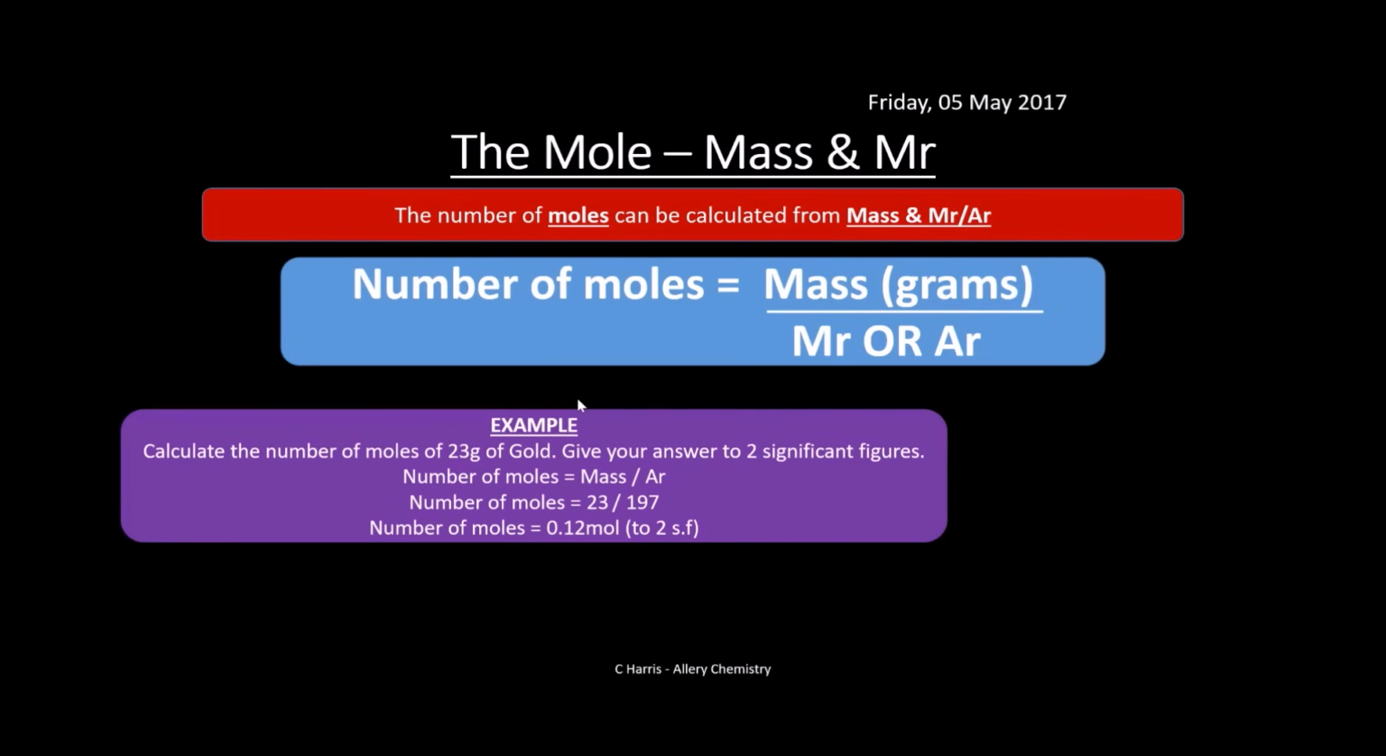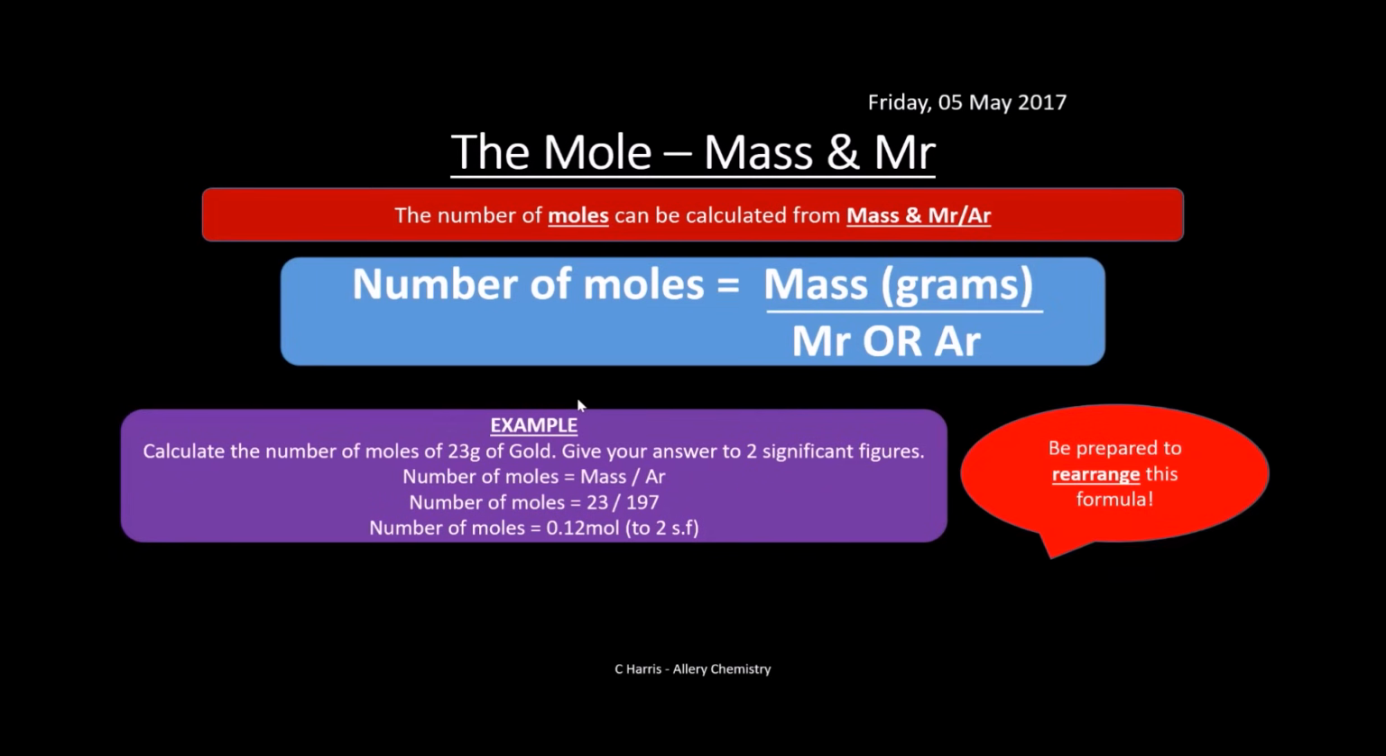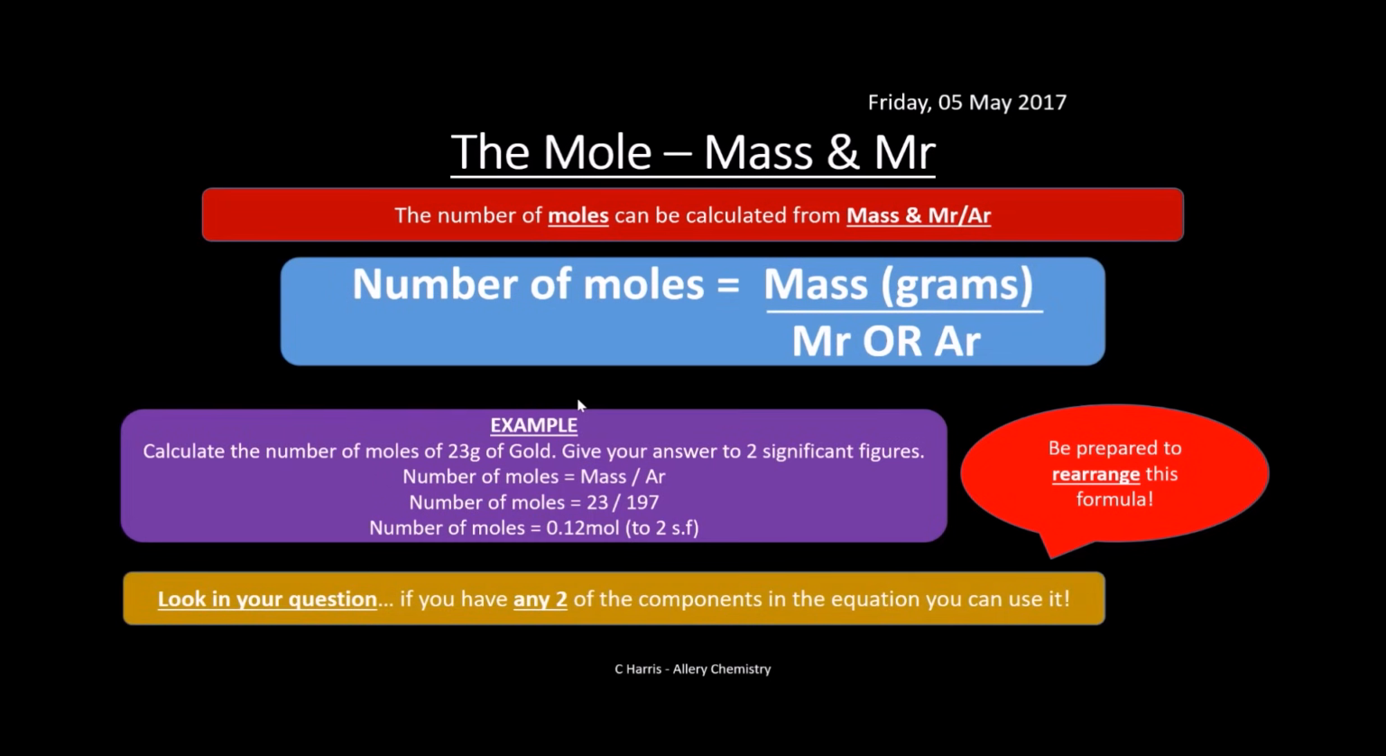So here's an example. Once we calculate the moles of 23 grams of gold, we're going to give our answer to 2 significant figures. So the number of moles is mass over atomic mass, which is Ar. So the number of moles is 23 grams, because that's what we're using, divided by 197. That is the Ar of gold. And basically we'd have a number of moles of 0.12 moles. And this is, remember, to 2 significant figures. Really look out for the accuracy there.